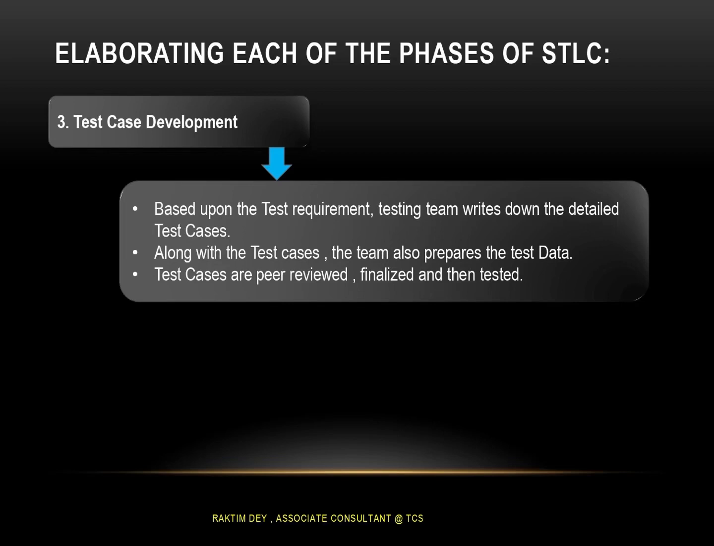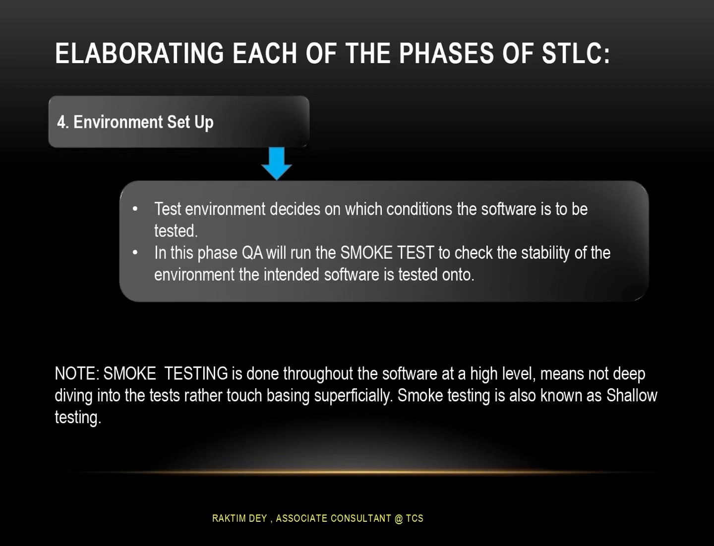Then we have the test case development phase. Based upon the test requirements, the testing team writes down detailed test cases. Along with the test cases, the team also prepares the test data. Test cases are peer reviewed, finalized, and then tested. Then we have the environment setup phase. In this phase, the test environment decides on which condition the software is to be tested. QA will run a smoke test to check the stability of the environment the intended software is tested on. Smoke testing is done throughout the software at a high level, meaning not deep diving into the test, rather touching base superficially. Smoke testing is also known as shallow testing.